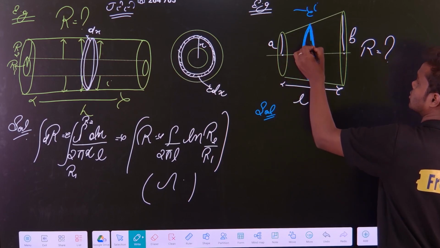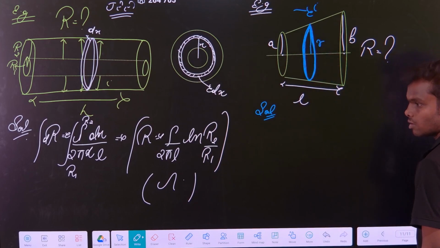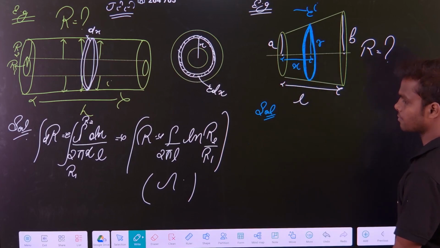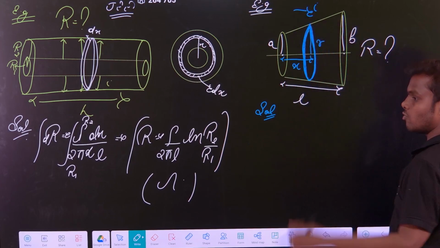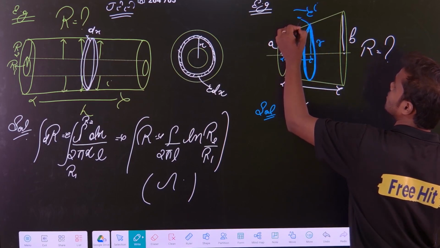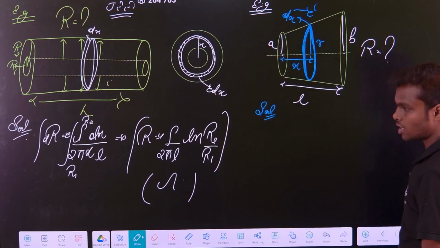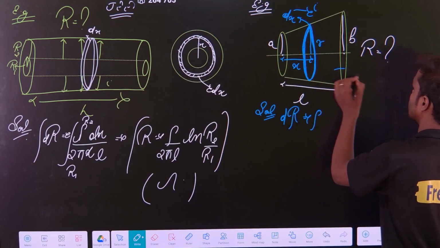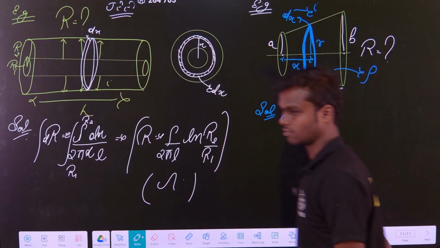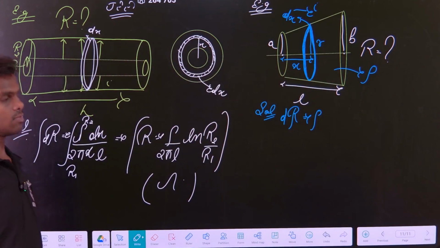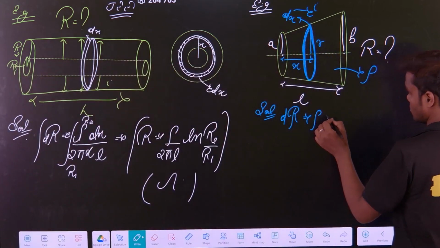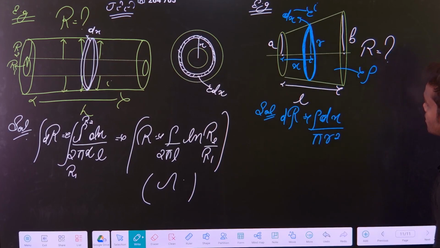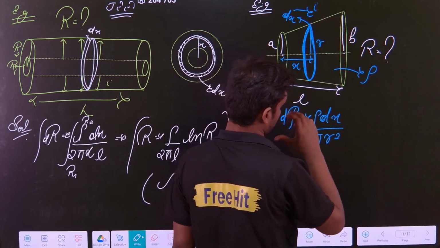Suppose this distance is r. From the center x, I'm taking this element. Suppose the thickness is dx. I want to write the resistance for this. So how will you write? Small resistance dr is rho. Rho is given, obviously rho. What length will you take? First tell me what will be the length. The length will obviously be dx. What is the area? Pi r square. This is the radius, so pi r square. Okay sir, clear.